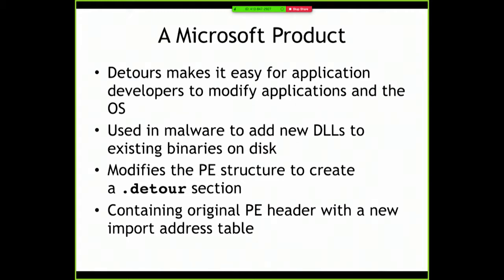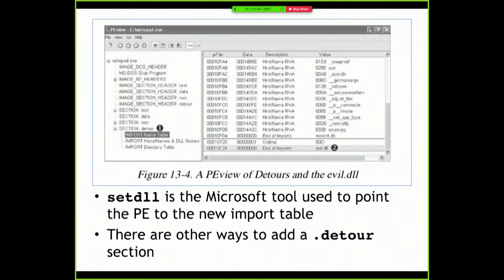Well, you can add another section to the binary, which is a detour. Go do that. It modifies the PE structure to have a detour section, and that contains the new PE header with a new address table, so it's used instead of the original one. And so you'll see in, say, PE View, a detour section with another import name table down here. So you have extra functions there, like evil.dll, being loaded in the detour section.